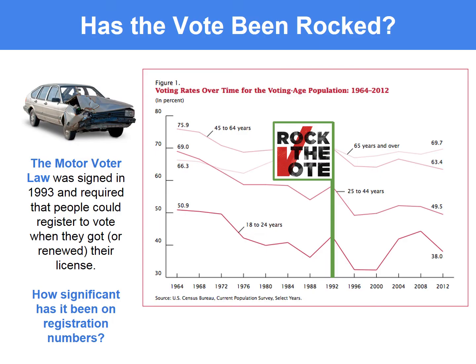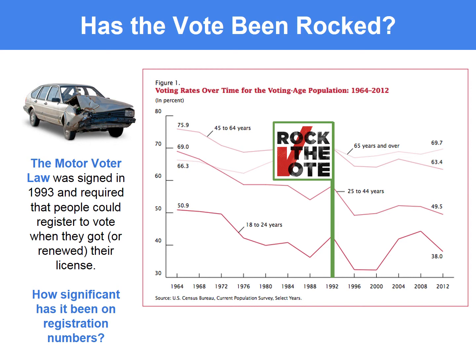Then we have the Motor Voter Law, and the Motor Voter Law is signed in 1993. And what it did was it required that people would be able to register to vote when they got or they renewed their driver's license. Now, if you look at the graph here, I'm wondering how significant this law has been on registration numbers. So you have a green line in 1993 when the Motor Voter Law is passed. And what we kind of see for most age populations is that the voting rate continues to fall.